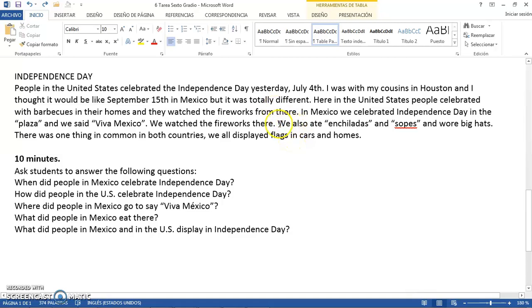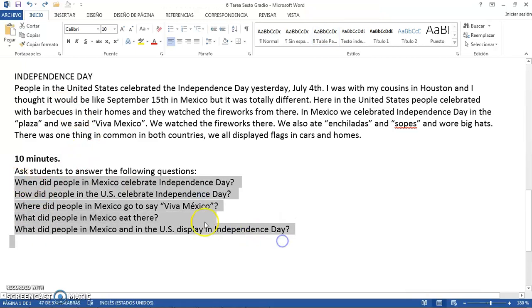So as you can see, we have differences between an English-speaking country like the United States, but also things that are similar in both countries. Now, after reading this and copying that, you're going to answer this question. This is not going to take more than 10 minutes.